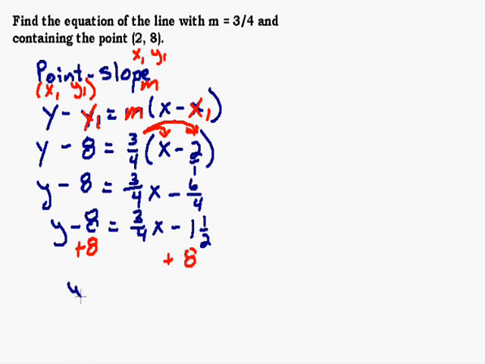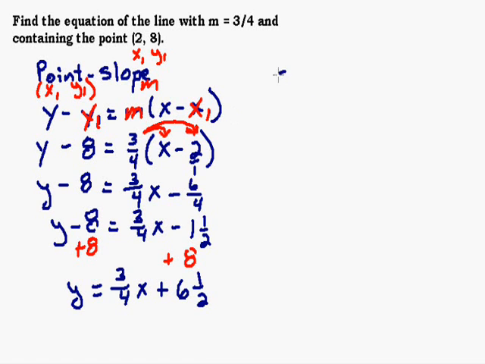And we end up with y equals 3/4 x. 8 take away 1.5 would be a positive 6.5. Same answer we got last time, right? Okay, so the benefit of using this is you plug your variables in and you work it out and you're done. The drawback is you have to memorize another formula.